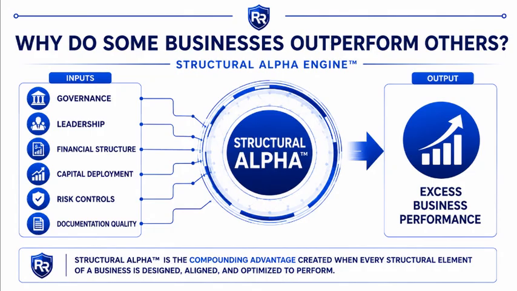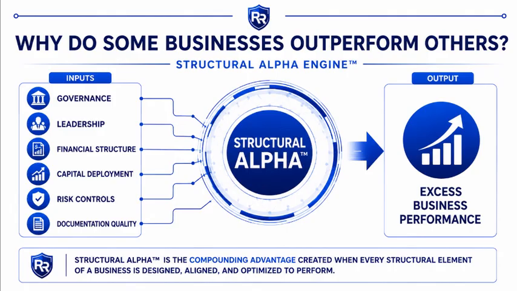The Structural Alpha engine is designed to evaluate the business inputs that most directly affect performance. Governance, leadership, financial structure, capital deployment, risk controls, and documentation quality all feed into the system. The output is not just a score. The desired output is excess business performance, better readiness, better credibility, better institutional positioning, and better value creation. In other words, Riskready OS is not guessing why a business may succeed or fail. It is building a structured intelligence model to measure the conditions that drive better outcomes.